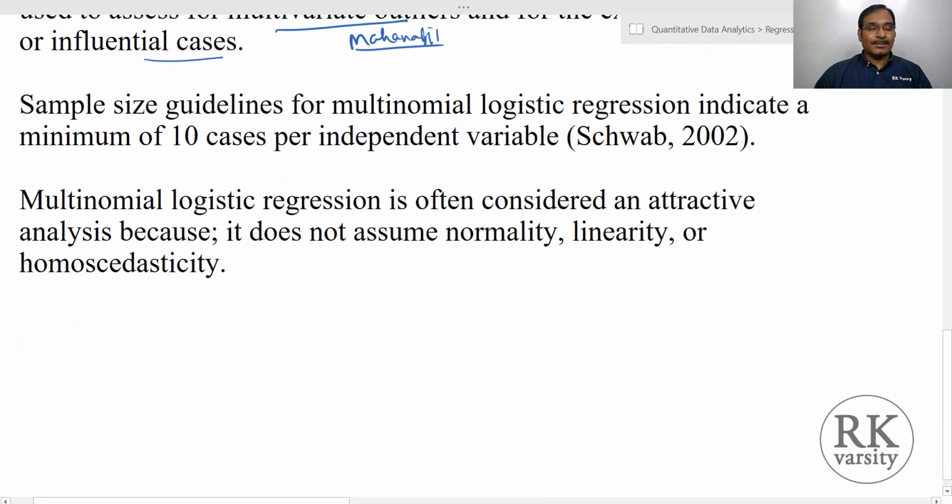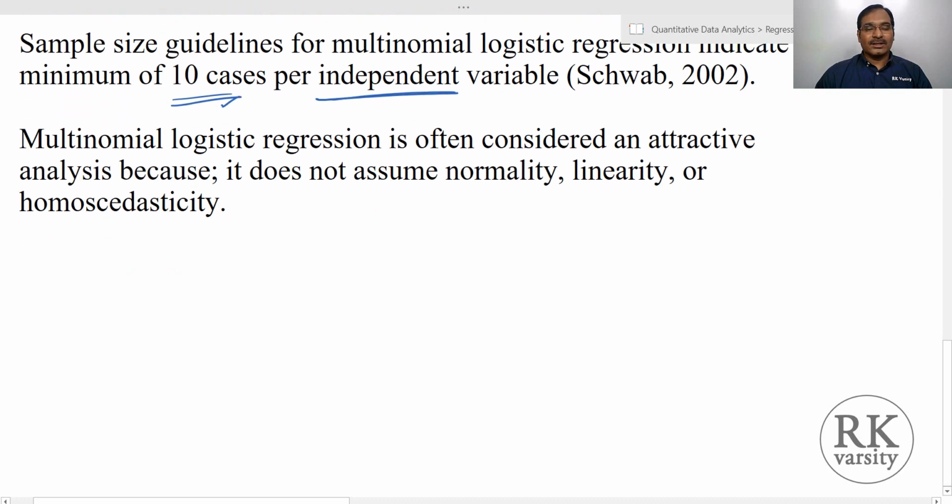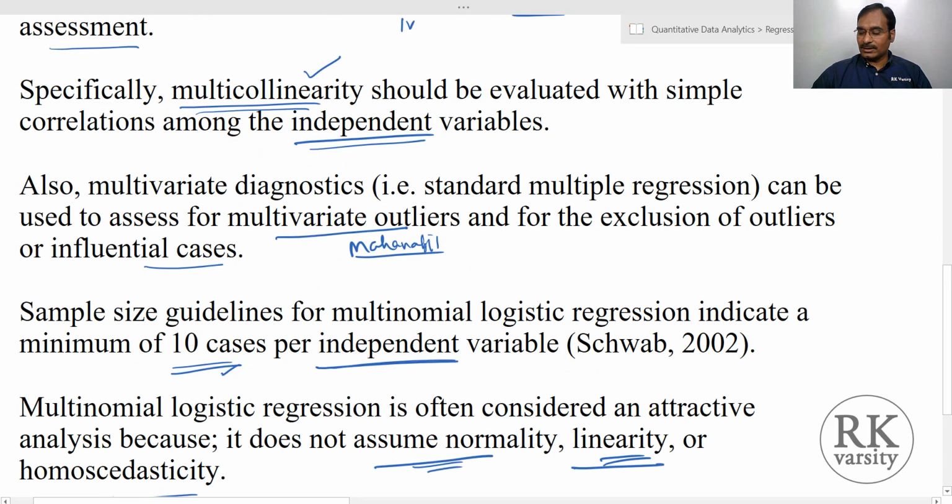Then coming to the sample size, guidelines for a multinomial logistic regression indicate a minimum of 10 cases per independent variable. So each independent variable should have a minimum of 10 cases. Finally, multinomial logistic regression is often considered an attractive analysis because it does not assume normality, linearity or homoscedasticity. These three are not strict assumptions of multinomial logistic regression.